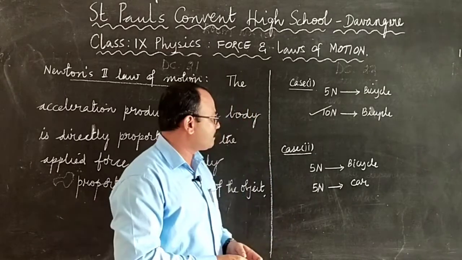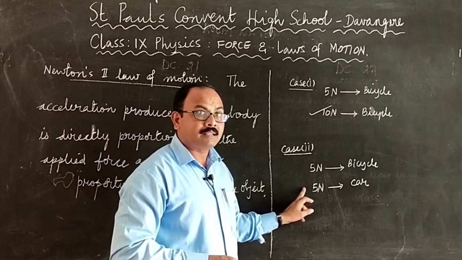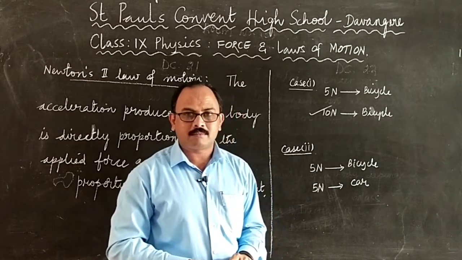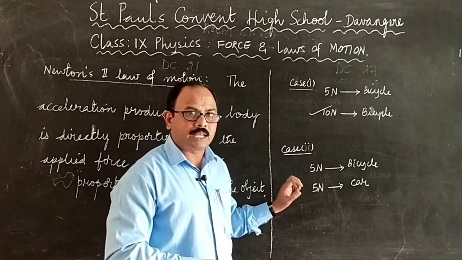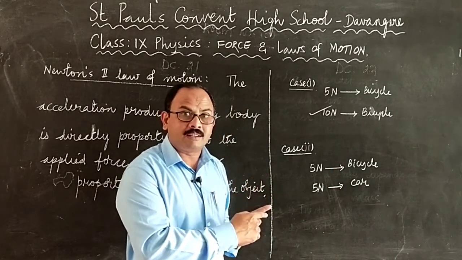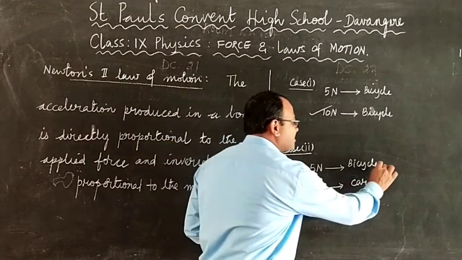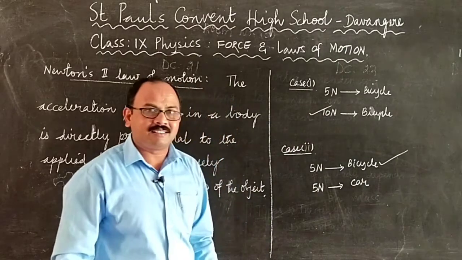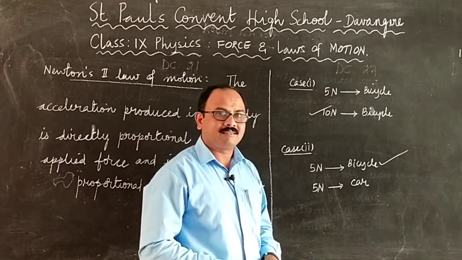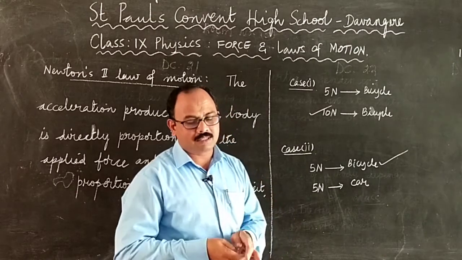Case 2. I have taken the same force, but different objects. One is a bicycle, another one is a car. The same amount of force is applied on both the objects. In which vehicle will acceleration become more? Obviously, acceleration will become more in the bicycle, because its mass is less. Remember, children, if mass becomes more, acceleration becomes less. These are the two concepts, children.